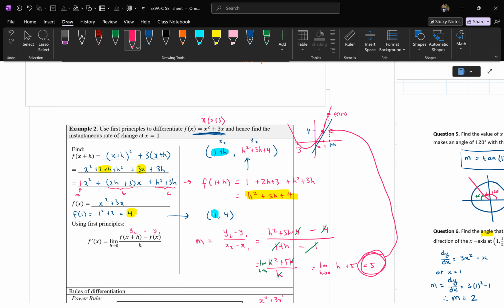But what you can see there is I use year 9 maths, gradient formula, and then I use one theory from year 11 and 12 to say h approaches infinitely small. That's how you get there. Do you have to do this a lot?